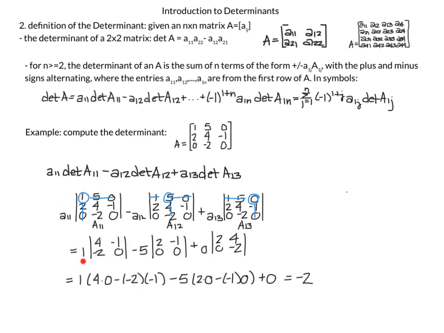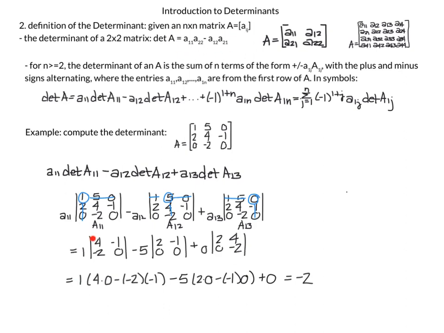A11 is 1, and then I have the determinant of the matrix 4, negative 1, negative 2, 0. Then here I have A12, which is 5, times the determinant, that's these bars here, of 2, negative 1, 0, 0. And then I have A13, which is 0, times the determinant of the matrix 2, 4, 0, negative 2. So now I have 2 by 2 matrices, and I can use my formula over here.